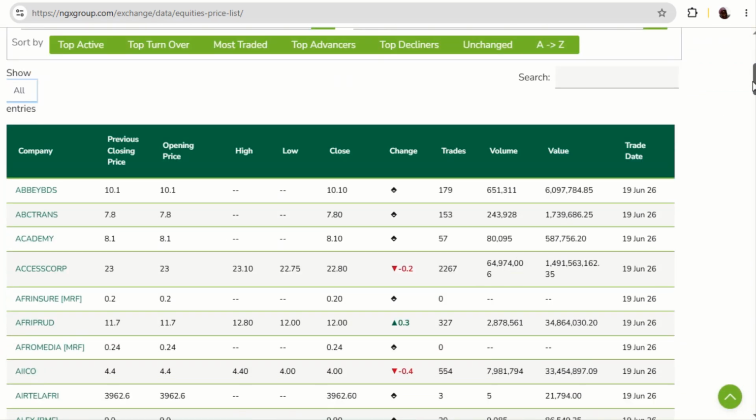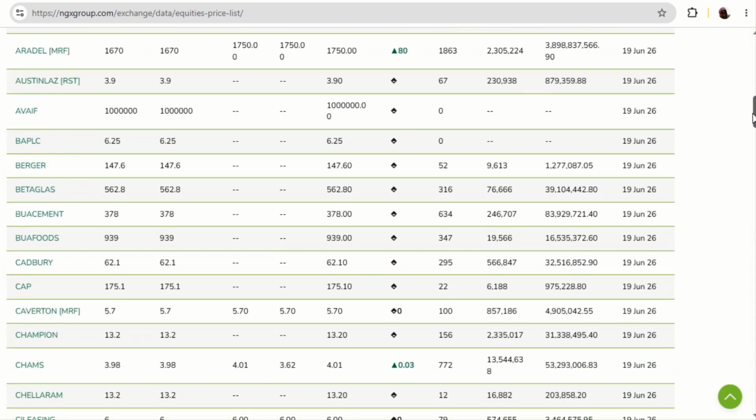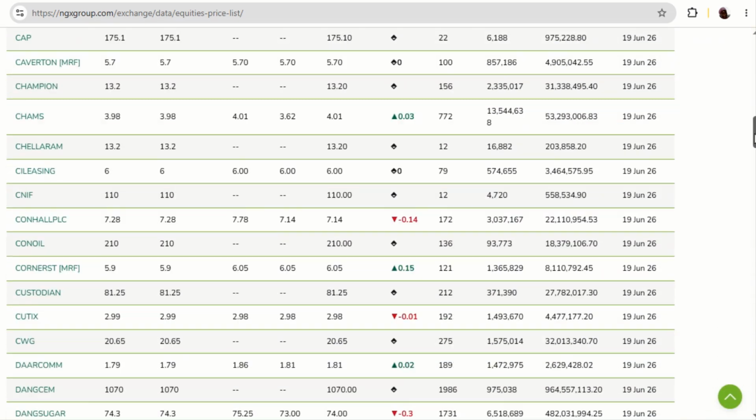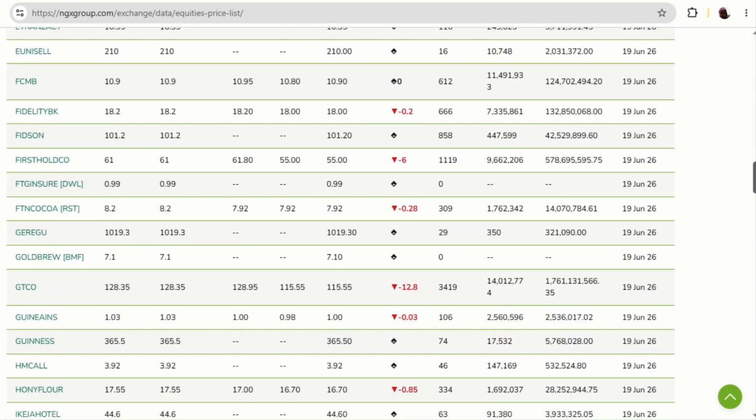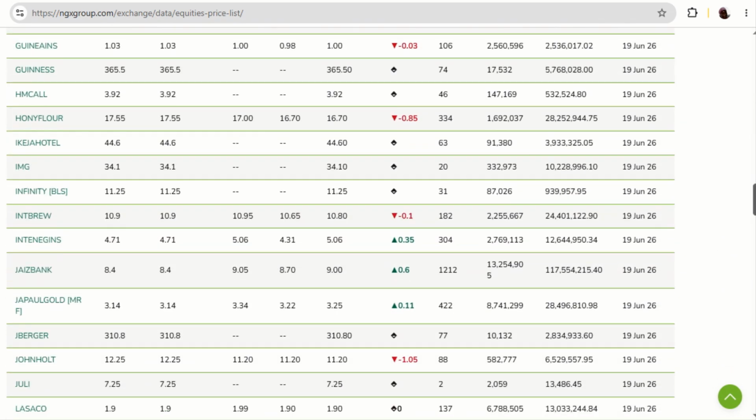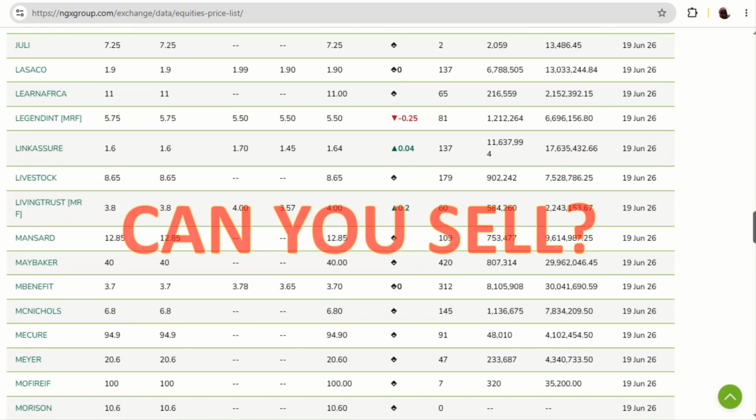One of the biggest frustrations I've seen among traders on the Nigerian Stock Exchange isn't finding stocks to buy. In fact, buying is usually the easy part. The real challenge comes later. It's when you want to sell.